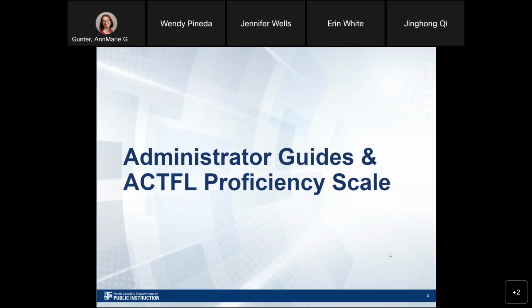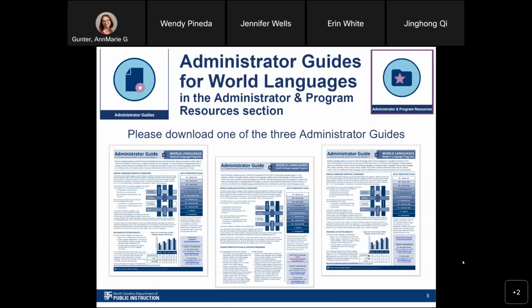So first things first, I want to show you where things are. The administrator guides have their own home. As you can see in the upper left-hand corner of this slide, they're in that space together. And that space, on the right-hand side, you can see is in the administrator and program resources area. One thing that is good to do is to download one of these administrator guides and really start looking through it as we talk about it.